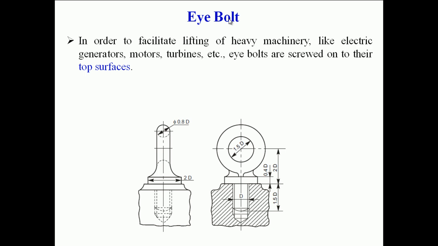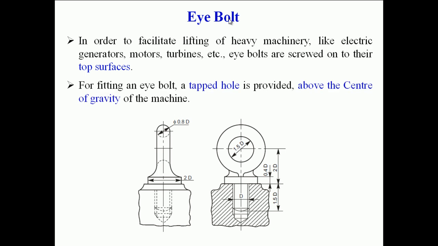So this is the two dimensional view of the eye bolt. For fitting an eye bolt, a tapped hole is provided above the center of gravity of the machine. So a very important point: the tapped hole should be provided above the center of gravity of the machine.